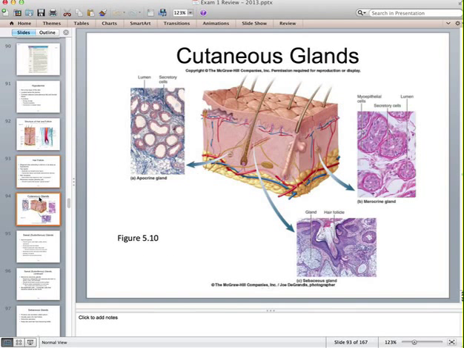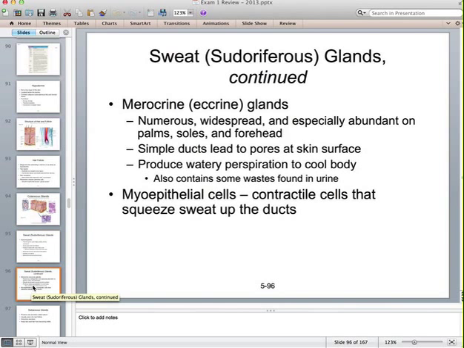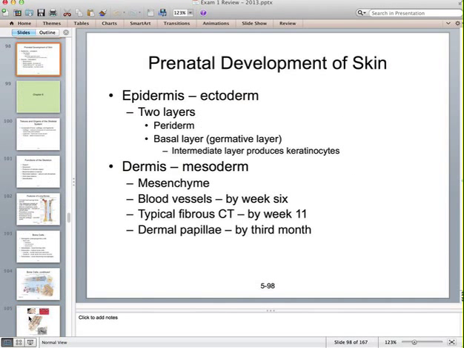Same thing. There will be a couple questions about glands and their functions, so I would understand what the role of each one of these 3 types of glands is. And these are just some examples of those glands that you guys can read. And then this is just to show that the epidermis comes from ectoderm and the dermis comes from mesoderm. Again, good things to know.